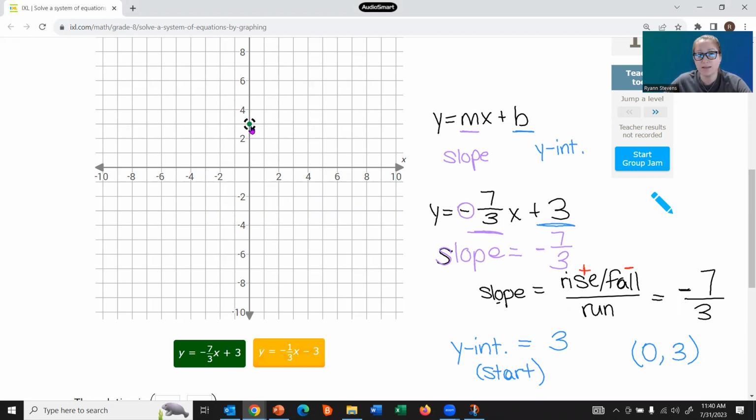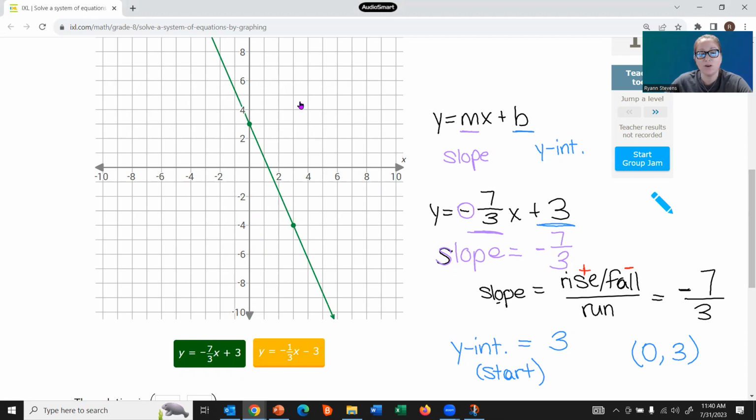Our second point is going to be determined by the slope of the line. In this case, our slope is -7/3. So we're going to be falling 7 places: 1, 2, 3, 4, 5, 6, 7. We're going to run 3 places. You always run to the right. So we're going to go 1, 2, 3, and that's going to be our second point. So this is the green equation, or y equals -7/3 x plus 3.